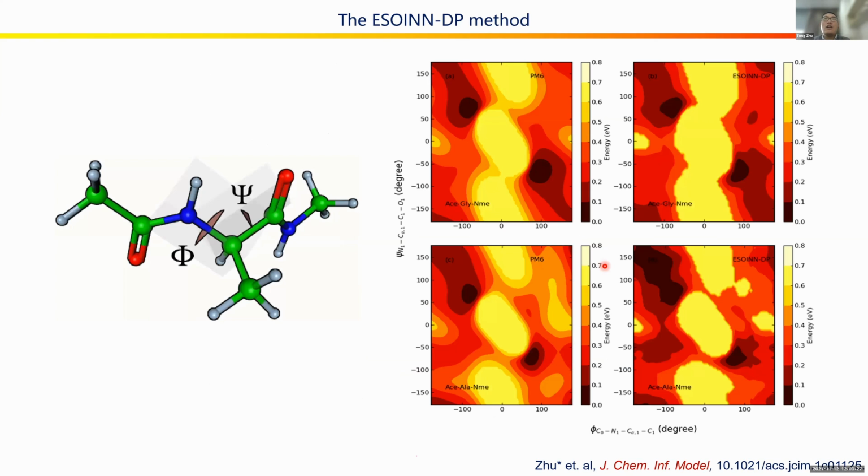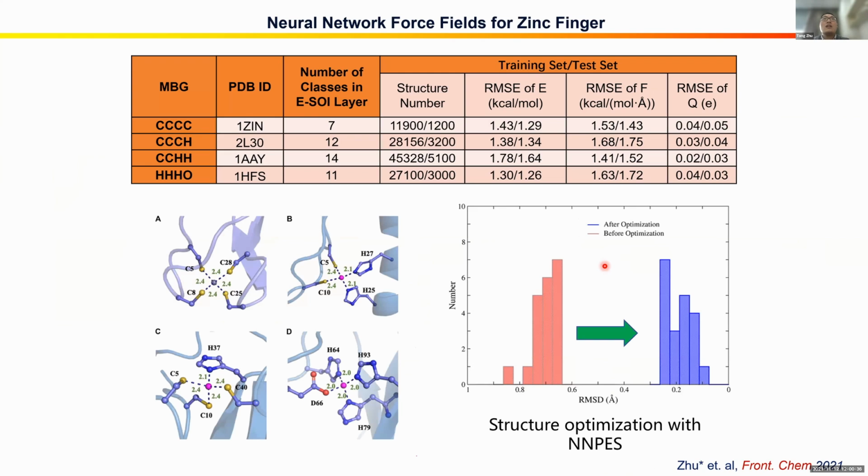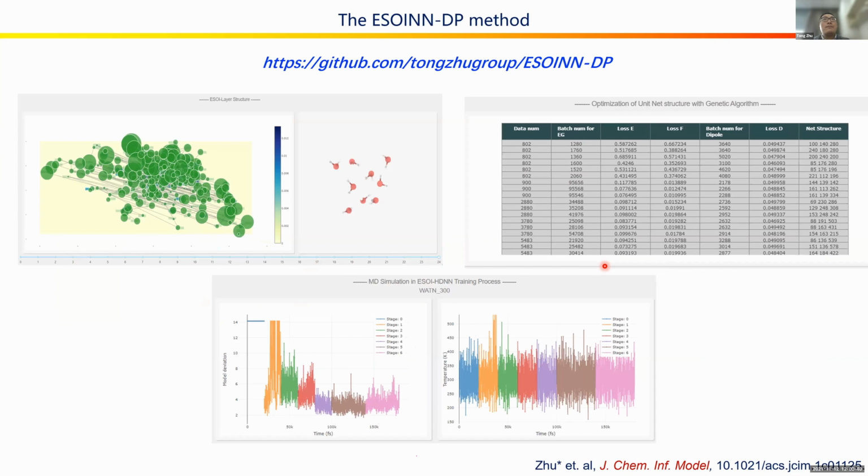And here is another example for the potential energy surface of the tripeptide, and for the metalloproteins. We also designed a web-based interface for this method. So if you want to use this software, you can download it from our GitHub.